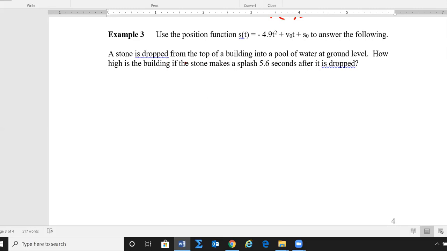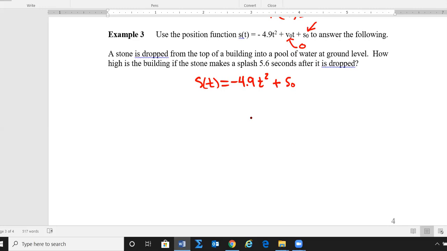So what's missing is how high. In other words, this is what's missing, the S sub 0. The initial speed of the stone is 0 because it was not thrown off the top of the building. It was simply dropped from rest. It was not moving at all initially, and then it was dropped. So that's a 0. So what we have is this function: S of t equals negative 4.9 t squared plus S sub 0.